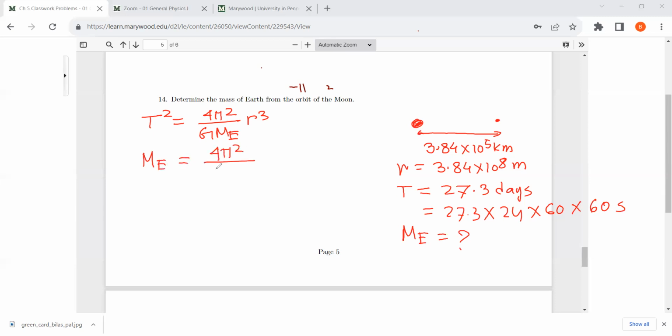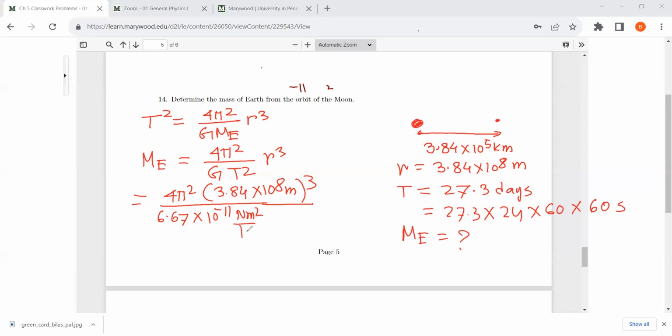So it would be, okay, now here if I plug in the value of r, the universal gravitational constant, and the time period, then what I find is this number.